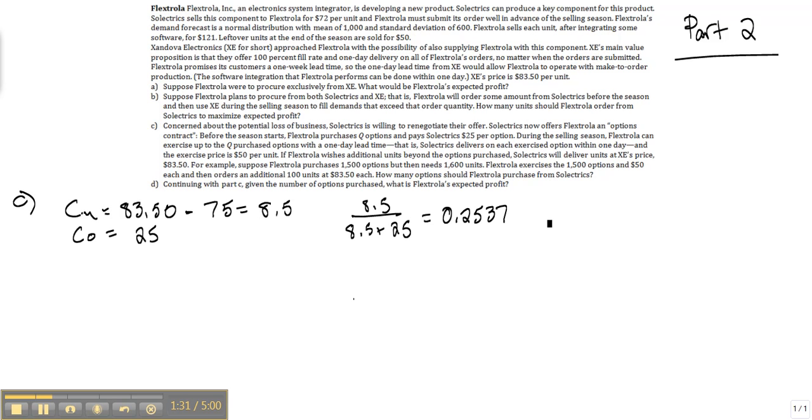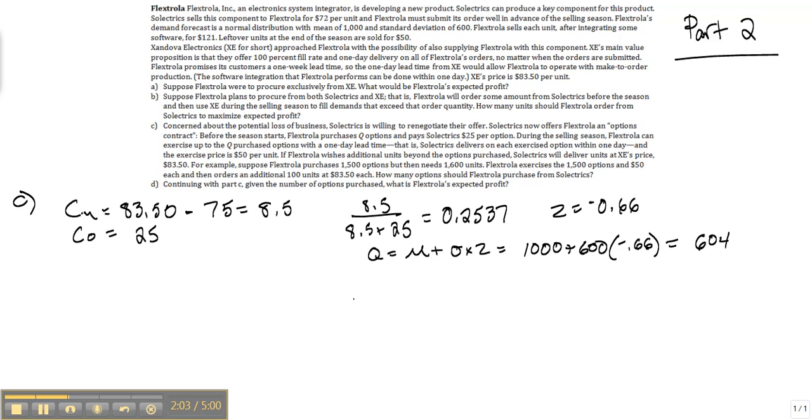This falls between the z-values of negative 0.67 and negative 0.66 in the standard normal distribution function table. Using the roundup rule, we'll round up to negative 0.66. Then we can convert this to a quantity using the formula, the mean forecast plus the standard deviation times z, or 1,000 plus 600 times negative 0.66. This is equal to a profit maximizing order quantity of options of 604 units.